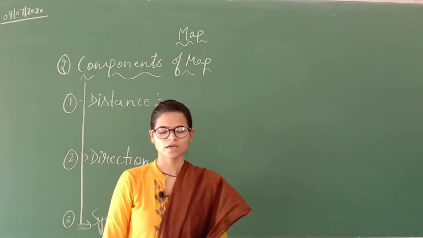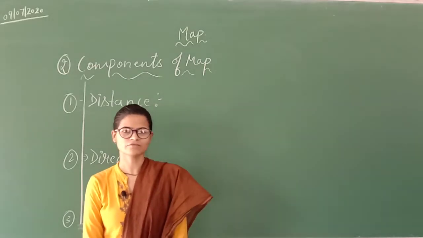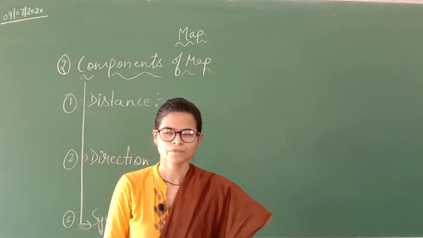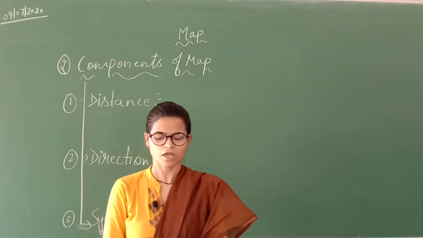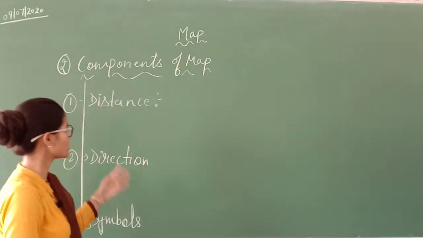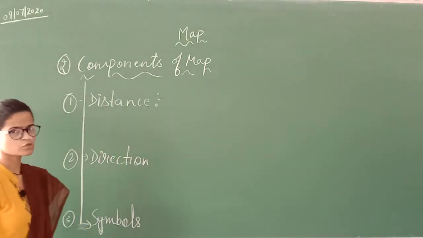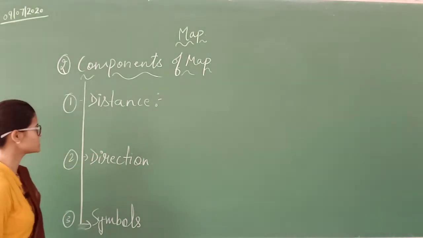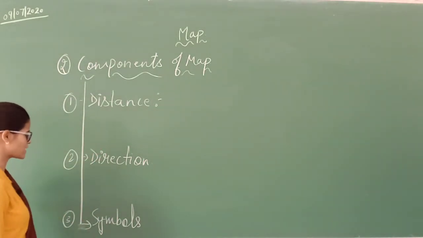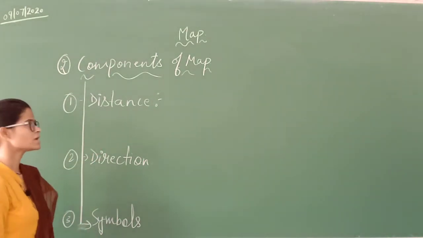My dear students, today we are going to start with the second topic of the same chapter. In my previous video I told you about types of map. In this video we are going to learn about components of map. We have basically three components of map. The first one is distance, the second is direction, and the third one is symbol.